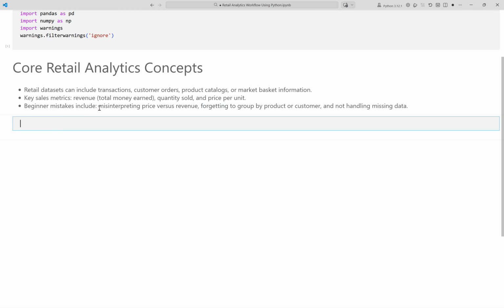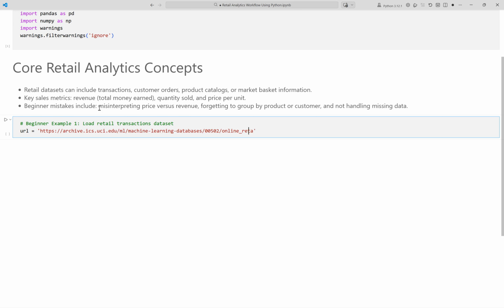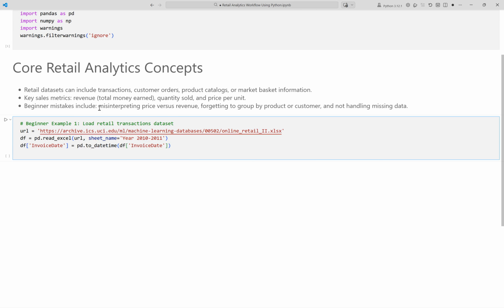Practice prompt: what is the difference between a transaction dataset and a product catalog in retail analytics? We start by loading a real online retail transactions dataset so we can analyze customer purchases. Here is the location of the public dataset. We read the Excel sheet containing transaction data from the given years. We convert the invoice date to date-time format to enable time-based analysis. Let us print the shape so we see how much data we have. Let us show the first 3 rows to understand what each transaction includes.